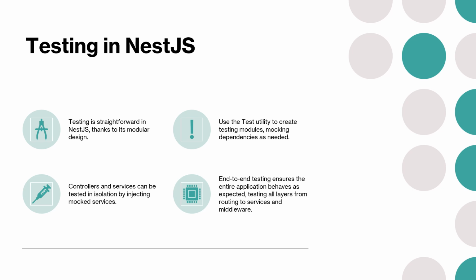Testing in Nest.js. Good developers write code, great developers test it. Testing is straightforward in Nest.js, thanks to its modular design. Use the Test utility to create testing modules, mocking dependencies as needed. Controllers and services can be tested in isolation by injecting mocked services. End-to-end testing ensures the entire application behaves as expected, testing all layers from routing to services and middleware.